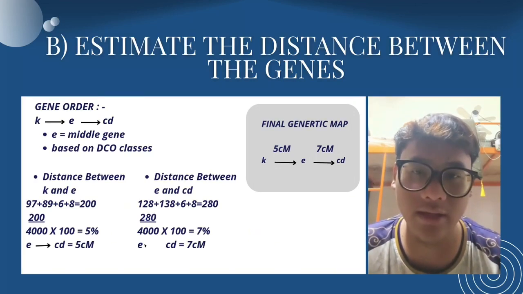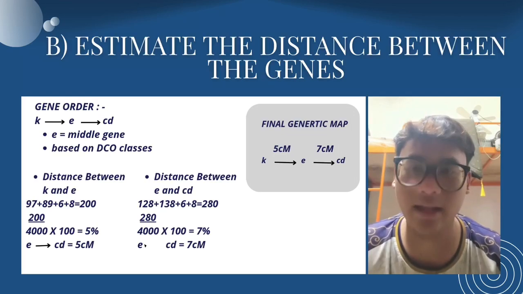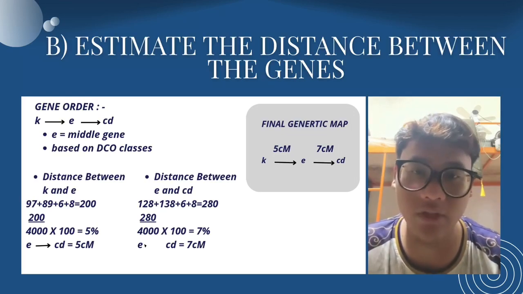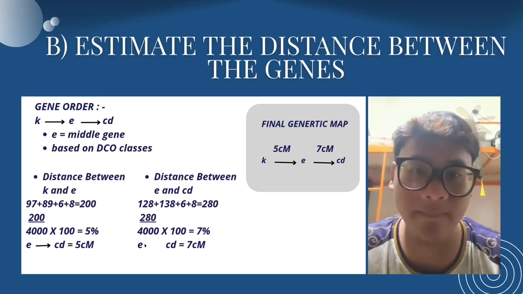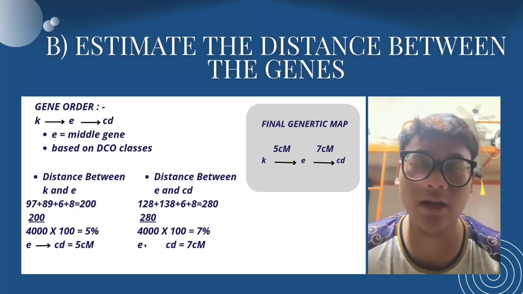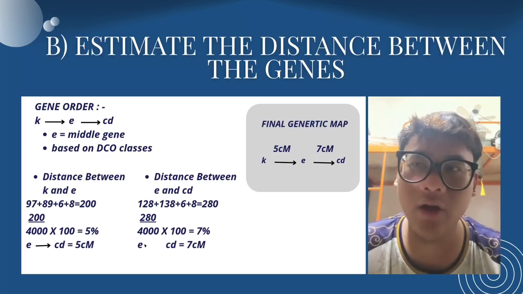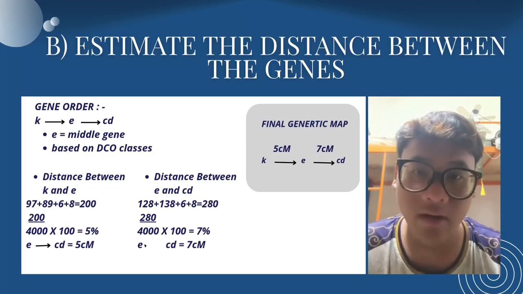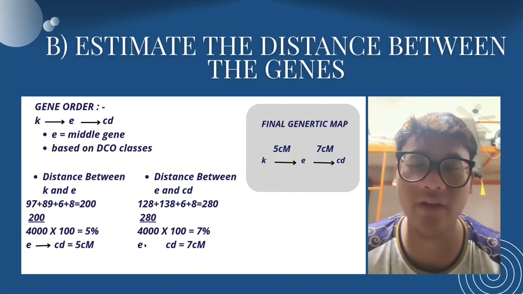And next, we calculate the distance between K and E. The recombinant classes for this interval are kidney with 97 progeny, eboni cardinal with 89 progeny, and the 2 double crossover classes with 6 and 8 progeny. The total recombinant progeny is 200. Using the recombination frequency formula, which is recombinant progeny divided by total progeny multiplied by 100, we obtain 5%. So the distance between K and E is 5 centimorgan.